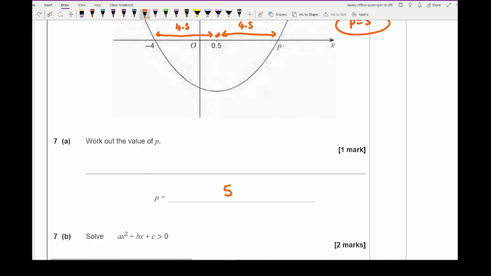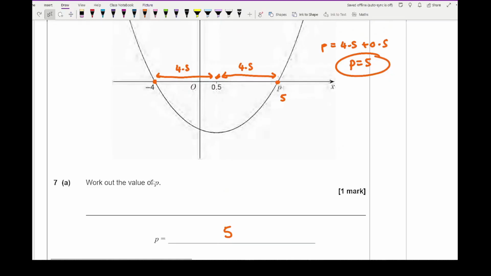It then says solve ax squared plus bx plus c. So first things first, what we need to do is find the equation of the curve. As one of the roots is minus 4 and the other root is 5, then in order to get the root of minus 4, x plus 4 must be one of the brackets, and the other bracket is going to be x minus 5, and that is greater than 0.